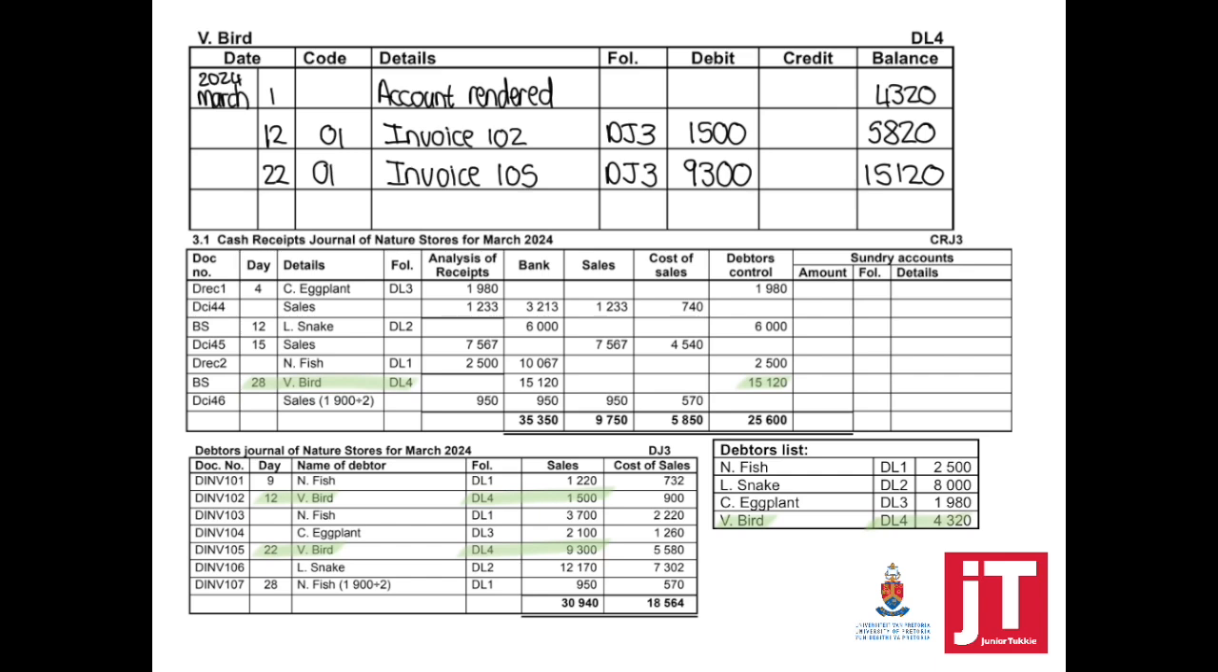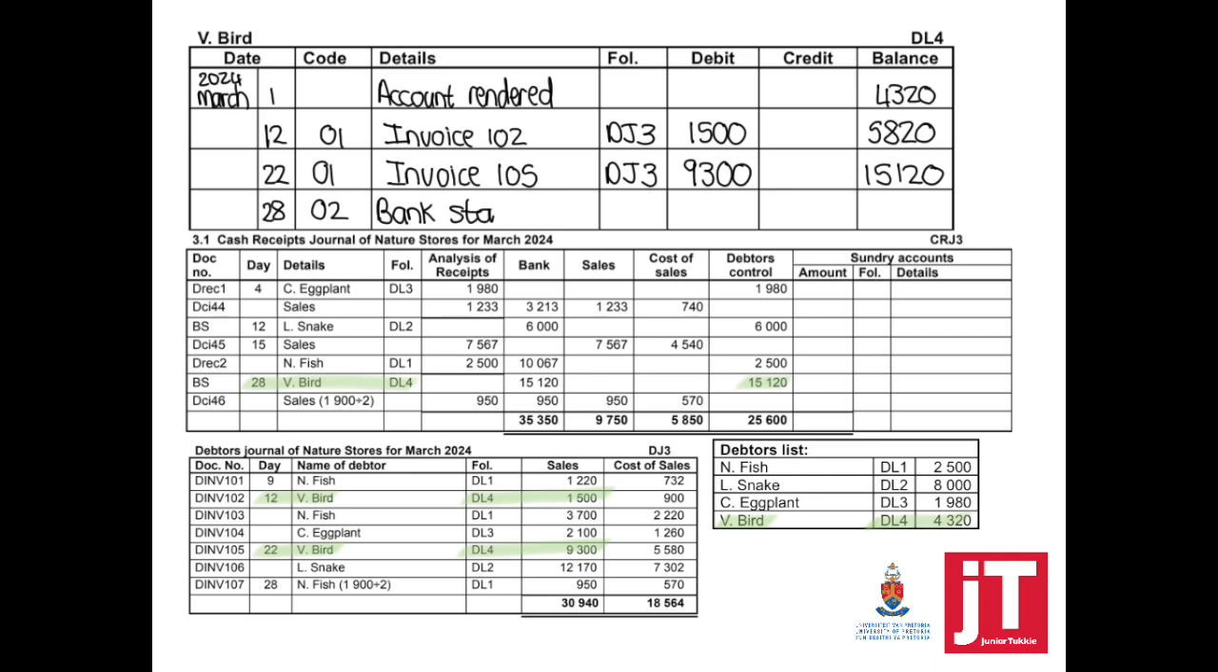15,120. And then on day 28, V Bird settled his account, whatever the outstanding balance was to date. And this is what I referred to earlier when we completed the journals. If you complete this at the same time, you would immediately see, but on the 22nd, there's an outstanding balance of 15,120, which means that he settled his account. He paid that in full on day 28.